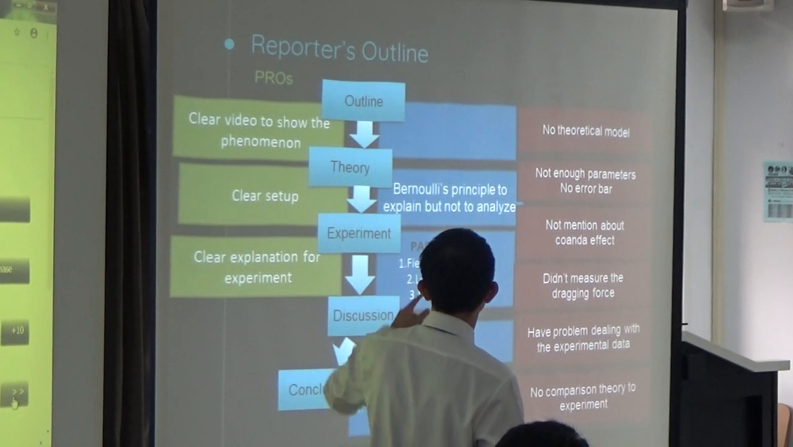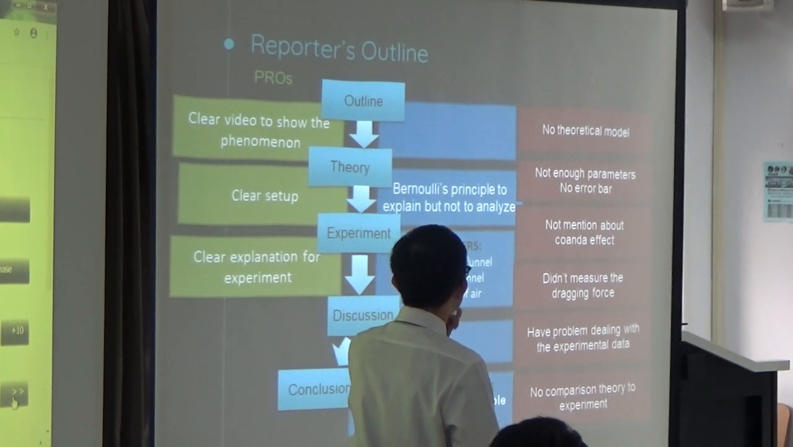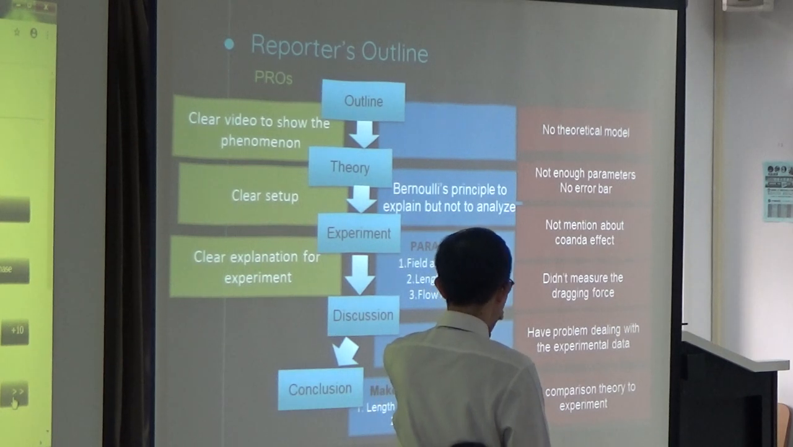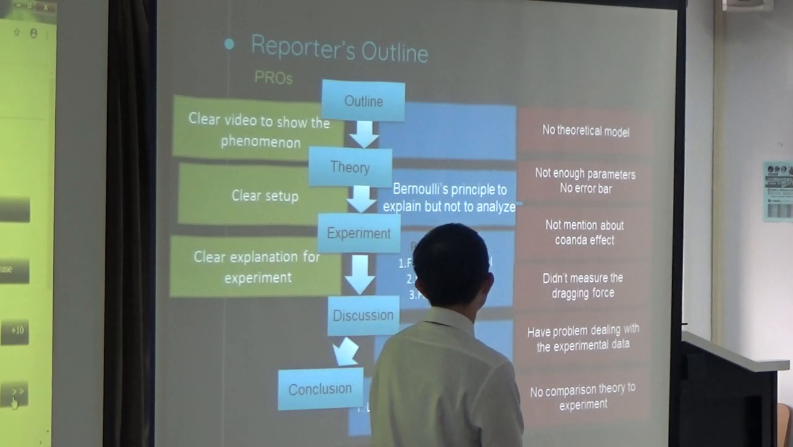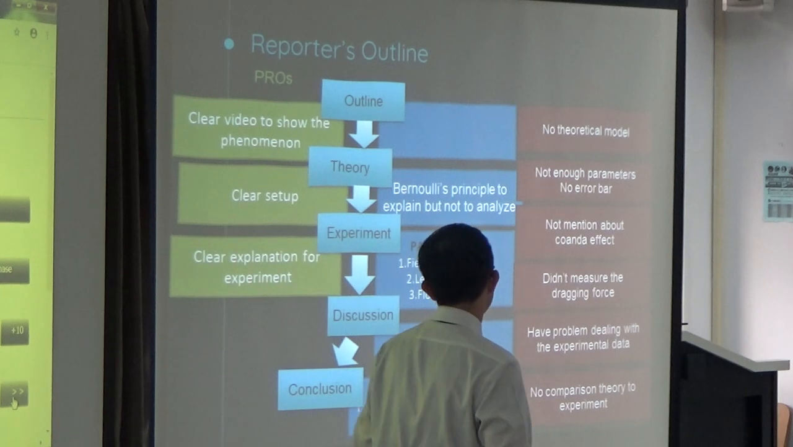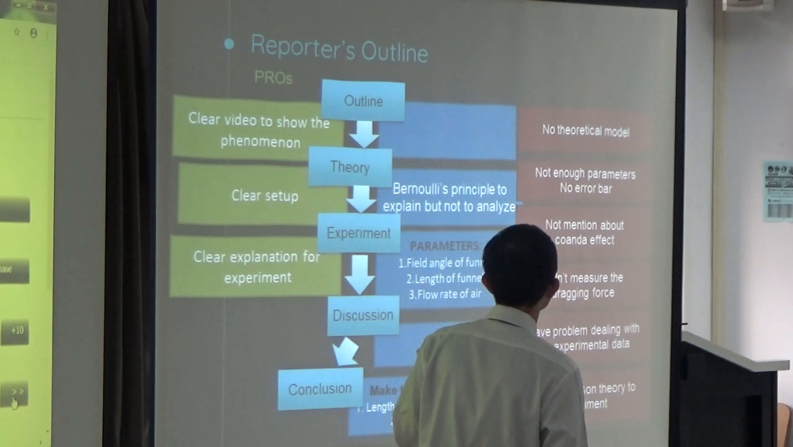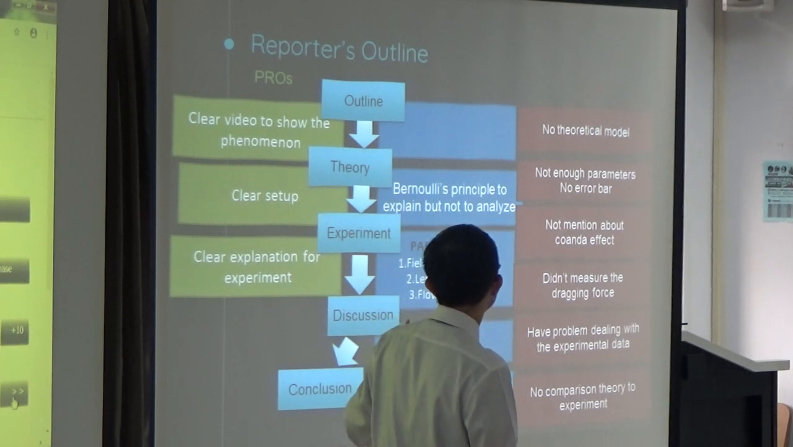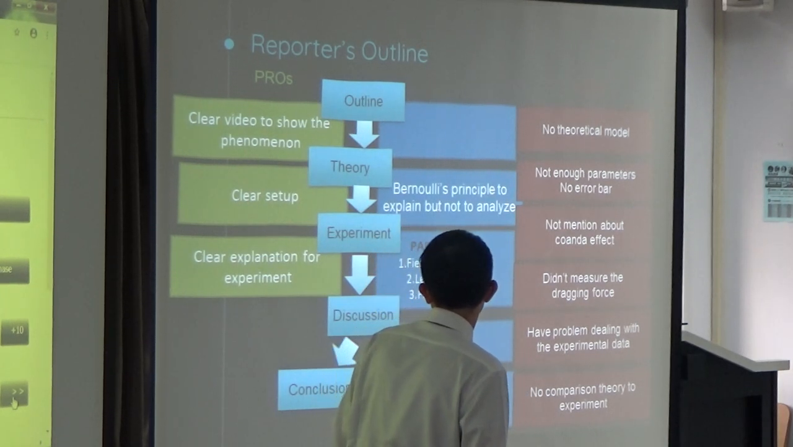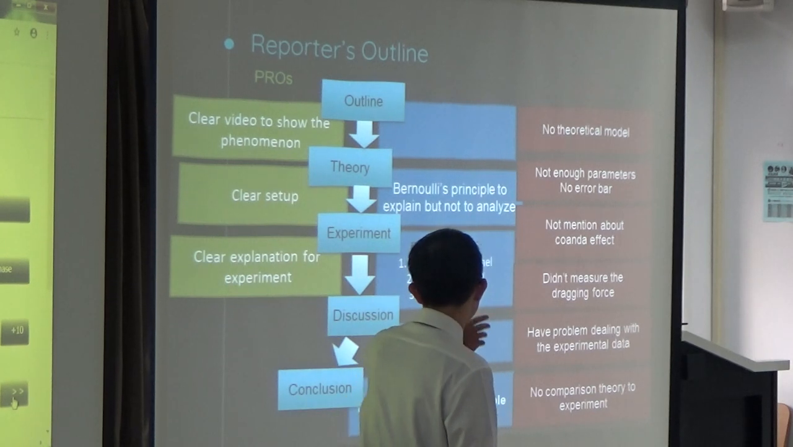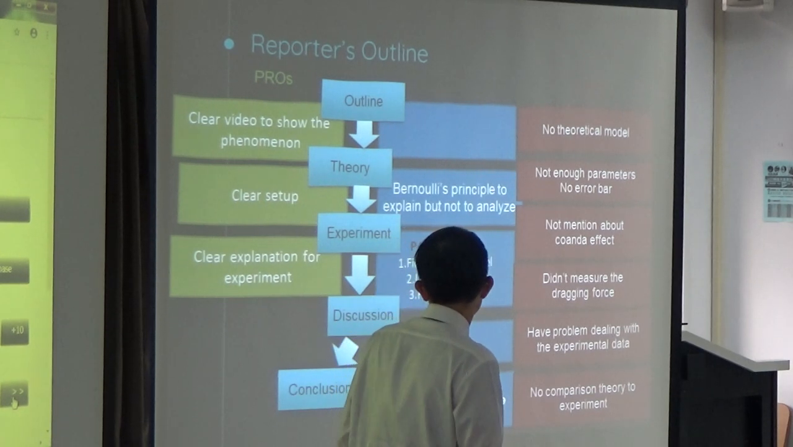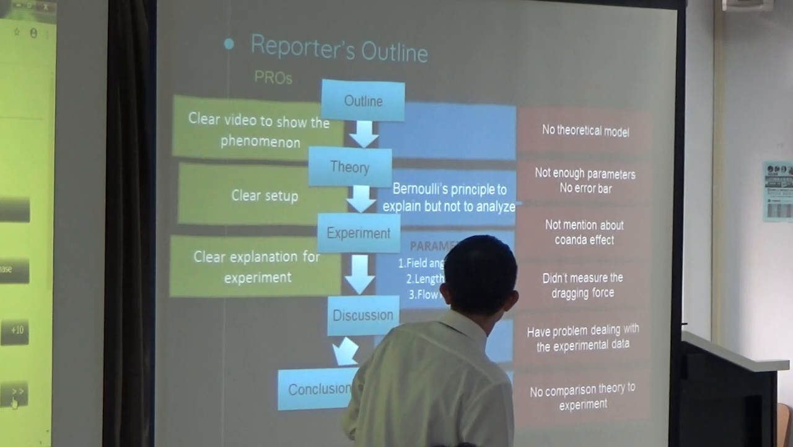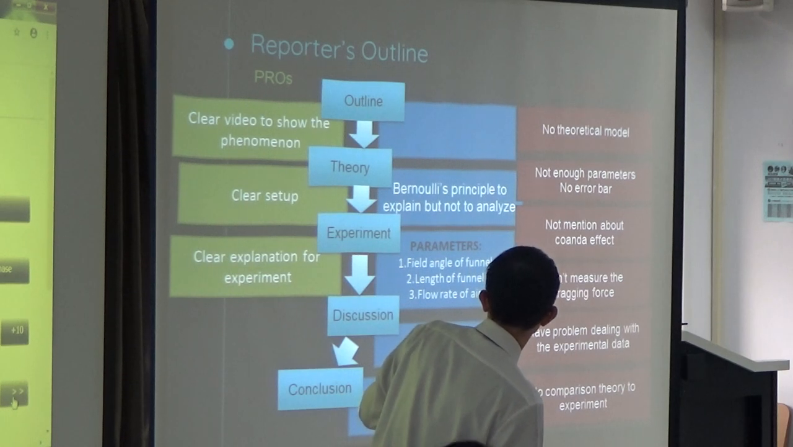I first discussed the agenda. First, the reporter uses Bernoulli's principle to explain, but not to really calculate it. Then he used several parameters like the field angle of the funnel, the length of the funnel, and the flow rate of the air, and he concluded that the smaller the length, the less stable the ball, and the bigger the field angle, the less force.